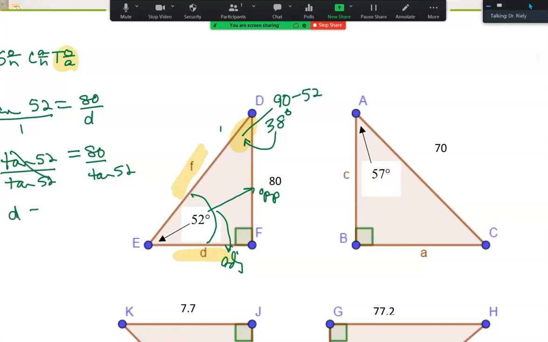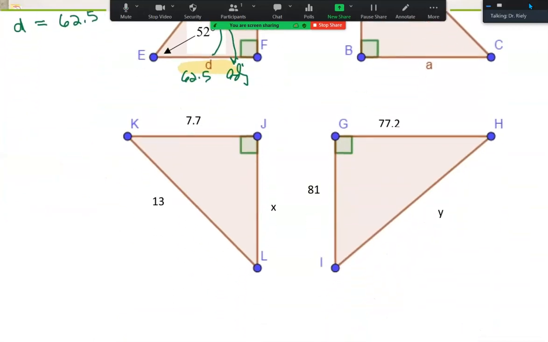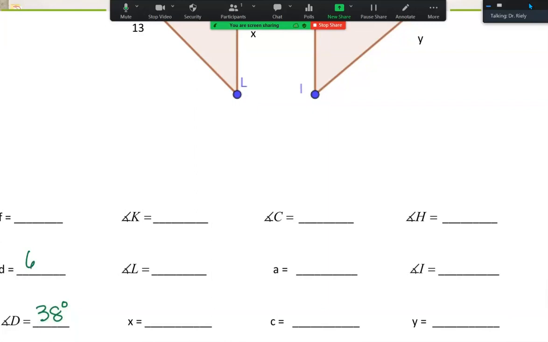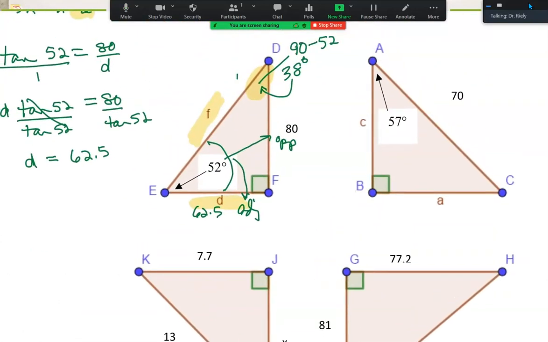D is going to equal, if you do 80 divided by tan 52, you should get 62.5. Okay, so that's my D, 62.5. I'm going to put it right down here, and that's all set. Okay, next one. We still need to get F, so we did this, so that's all done.